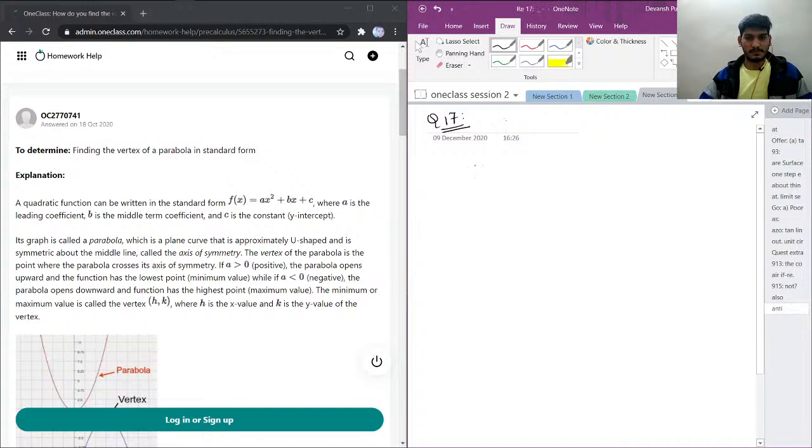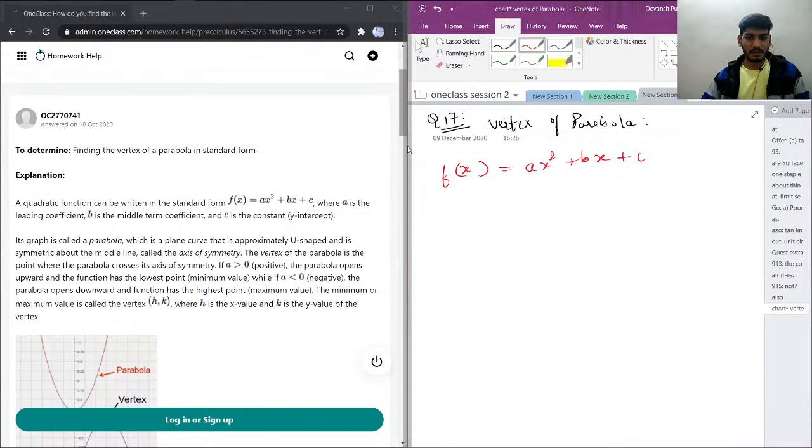So let's look at the solution given by Junior Tutor. So it is finding the vertex of parabola in standard form. A quadratic function can be written in the standard form as f of x equals ax square plus bx plus c, where a is the leading coefficient, b is the middle term coefficient, c is the constant or y-intercept.